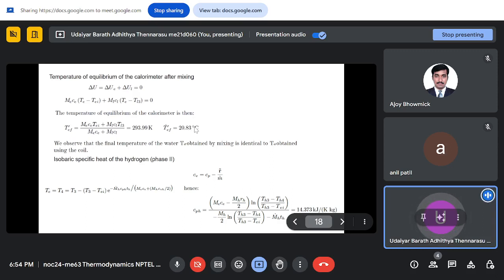This is true because even in the previous case, what you saw is the coil is so long that the exit temperature is equal to the water temperature. So correspondingly, what it says is the water and oil have already reached equilibrium, and there is not much heat transfer happening after that. You can see that here also. After mixing both water and oil, this has reached an equilibrium state at the same temperature of 20.83 degrees Celsius.